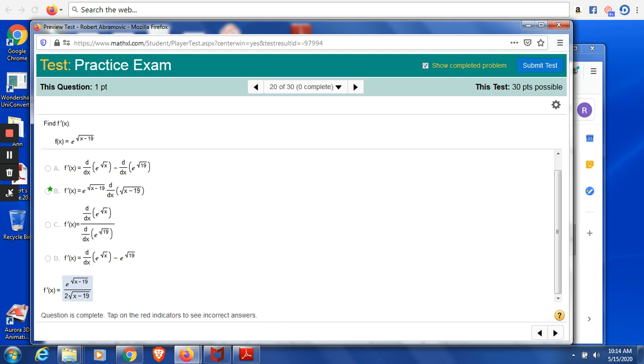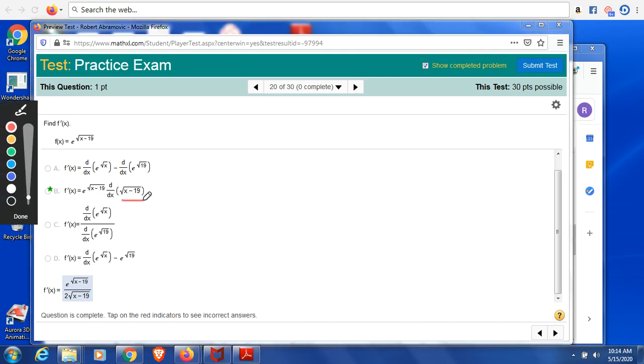And when we differentiate e to the square root of x minus 19, now what's the inside function here? It's x minus 19. The outside function is the square root function. If you recall, the derivative of the square root function is 1 over 2 times the square root function. And now we need to multiply by the derivative of what's inside. The derivative of x minus 19 is just 1. So we're left with 1 times e to the square root of x minus 19 over 2 times square root of x minus 19.